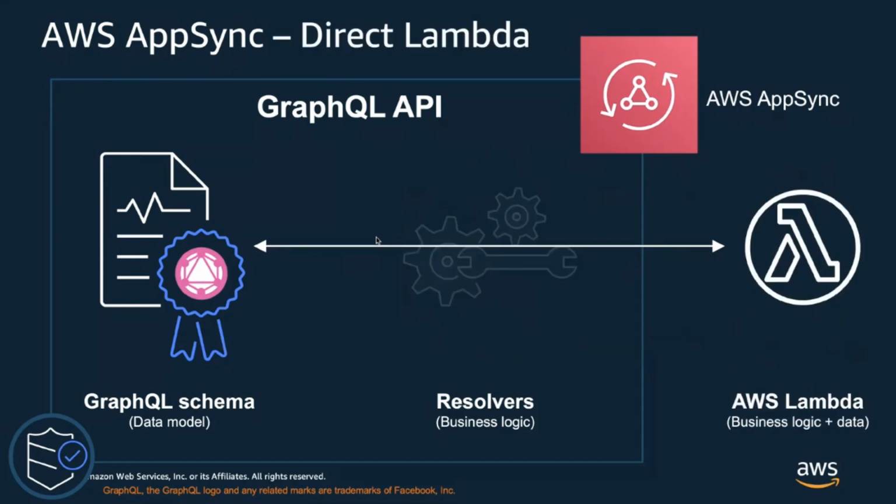We also have the concept of direct Lambda resolvers. So there are situations where you may want to interact directly with an AWS Lambda function, right? At this point, you're using the Lambda function to not only fetch data, you're also using it to implement your business logic. So when this happens, you actually don't need to implement a resolver. You simply can tie your Lambda function directly to your AppSync API. So there's no resolver to write, and you can move all of your business logic to your Lambda function.